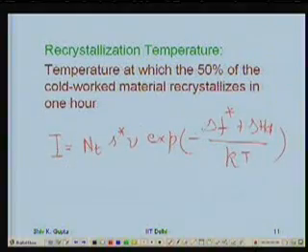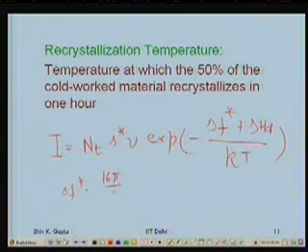But I want only 50% recrystallization in 1 hour. So the temperature has to be lower. Understand? Again, let's go back to this expression. See, delta G is more when you do more cold work. So delta F star, which you had written earlier, I'm writing for homogeneous nucleation only. Once delta G is more, delta F star will be less.